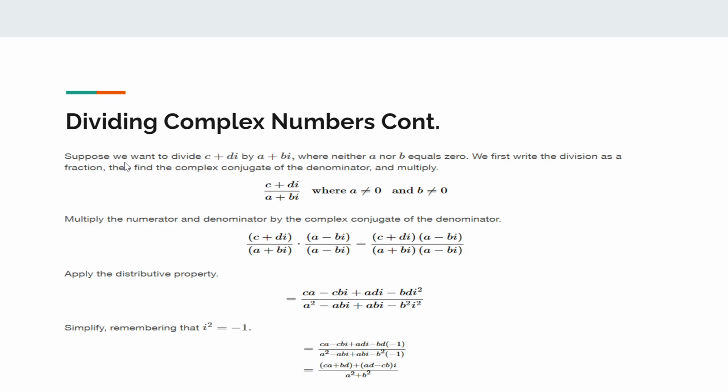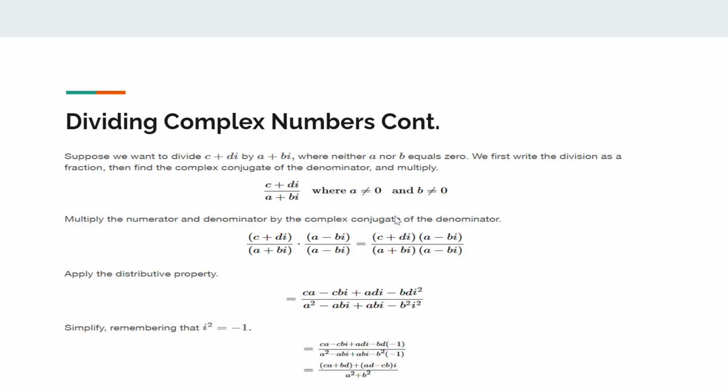Continue here. Suppose we want to divide c plus di by a plus bi, where neither a nor b equals 0. We first write the division as a fraction, then find the complex conjugate of the denominator, then multiply. So c plus di over a plus bi, where a is not equal to 0 and b is not equal to 0. Multiply the numerator and the denominator by the complex conjugate of the denominator. The denominator is a plus bi, so its complex conjugate is a minus bi. And this whole thing is just 1, so it will not change the result.